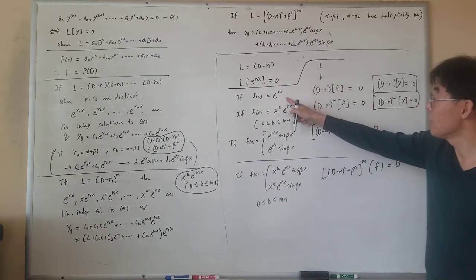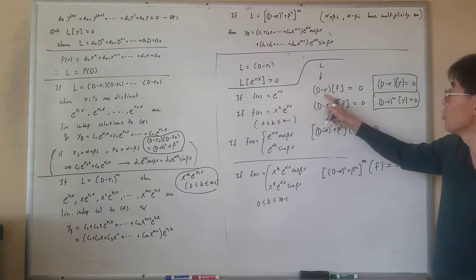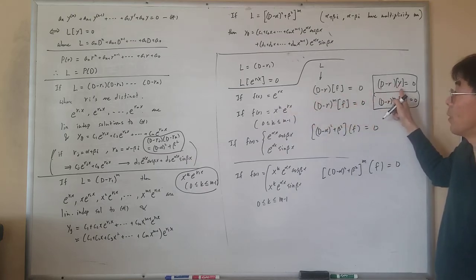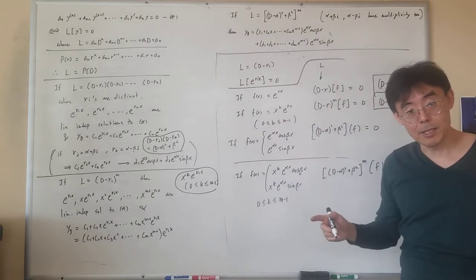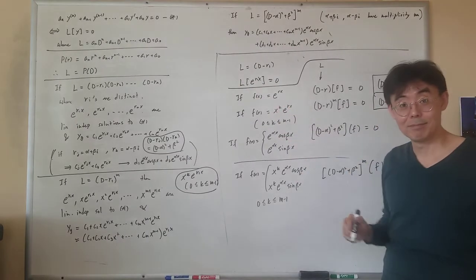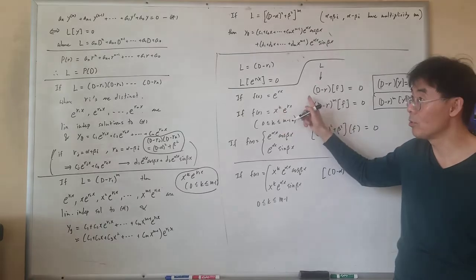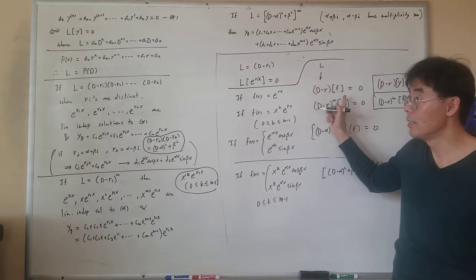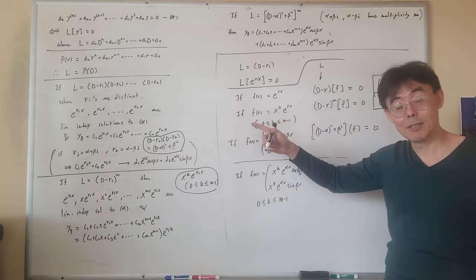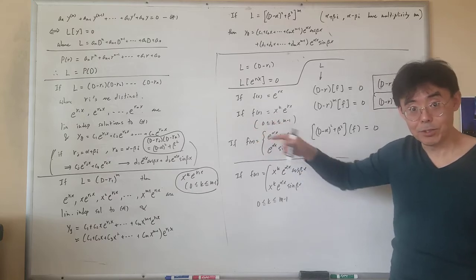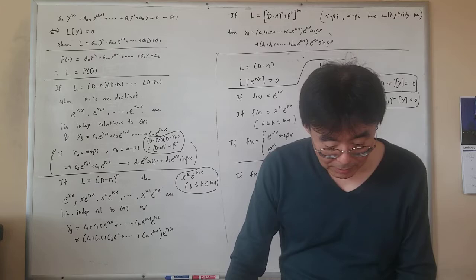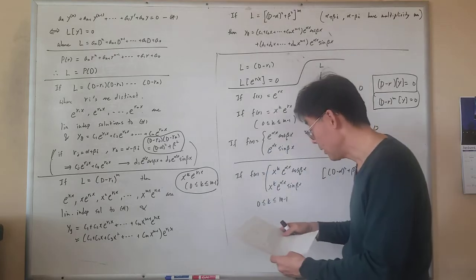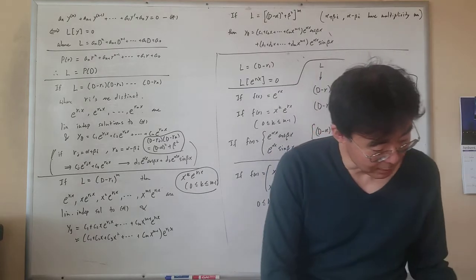So if some function is a solution of the differential equation L of y equals 0, then we say L is an annihilator of the function. A function is a solution of L of y equals 0. We say L is an annihilator of the function. Okay? So, with this in mind, we'll define annihilator.